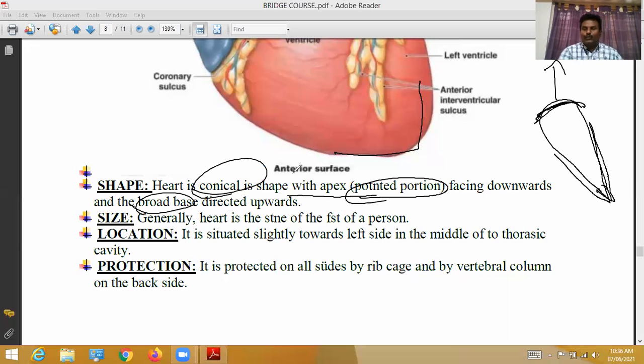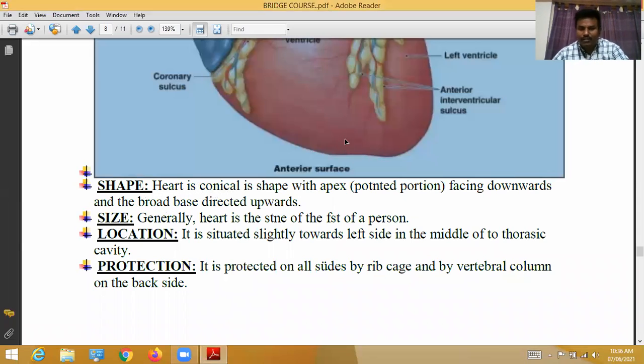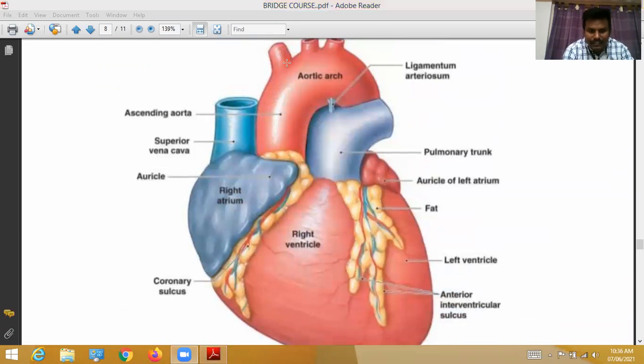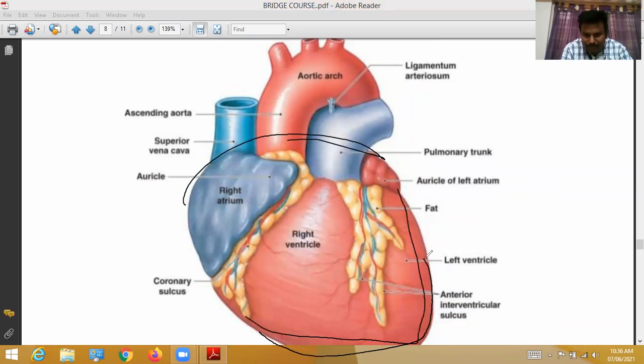Generally in our body also, the heart arrangement is like this. See the original picture and you will get an idea. This is the broad base, and this portion is called conical shape. The pointed portion is downwards, and the broad base faces upward.